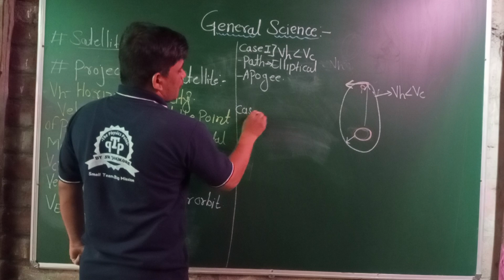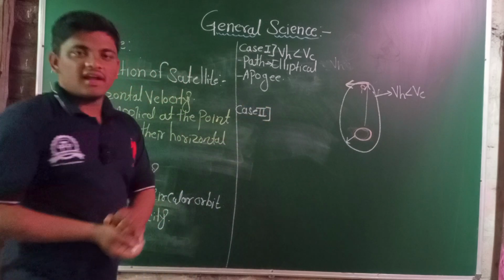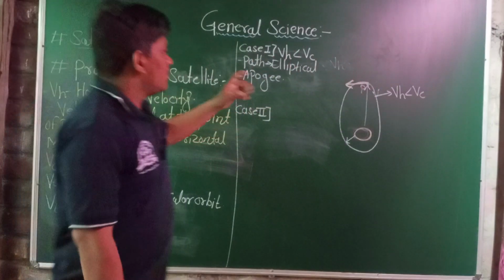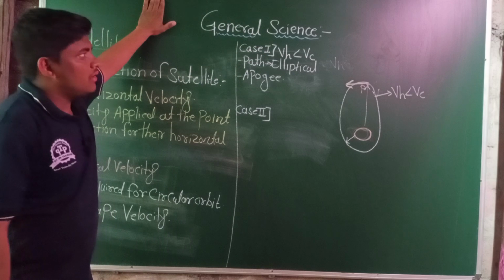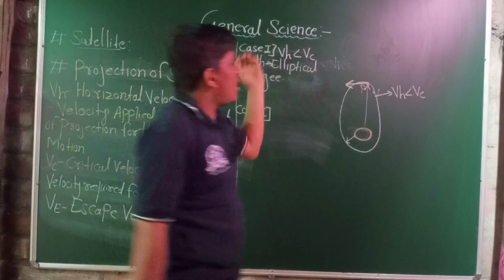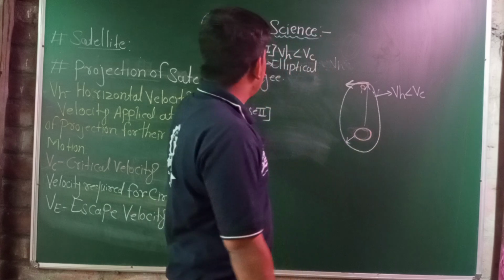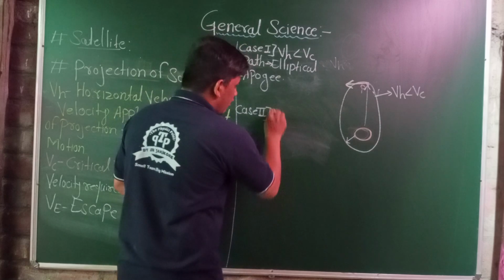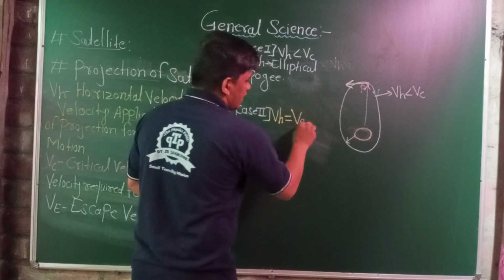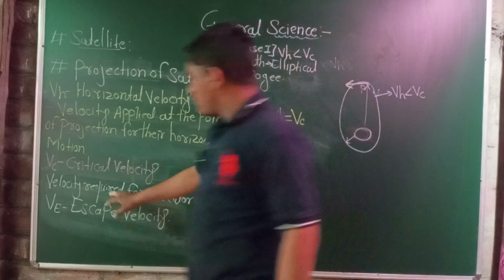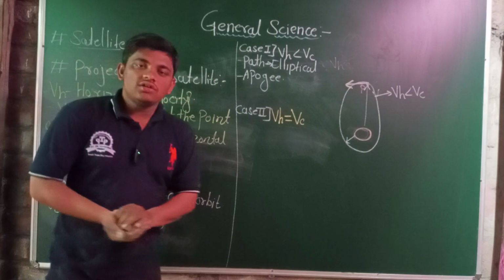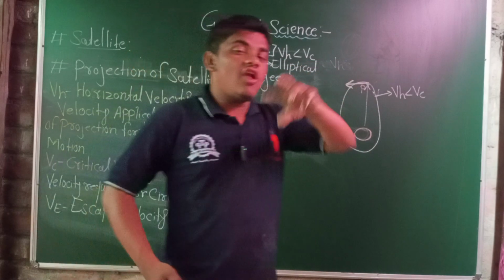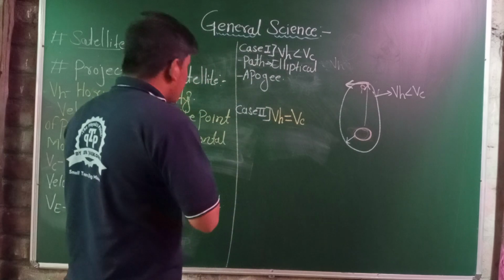Then case 2, the second case. This is all basic information. If you want detailed information, see my 11th standard physics, where we study the projection of satellites in detail. In case 2, the horizontal velocity Vh is equal to the critical velocity. The critical velocity is the velocity required for an object to revolve around the earth along a circular orbit. It means the orbit will be circular.